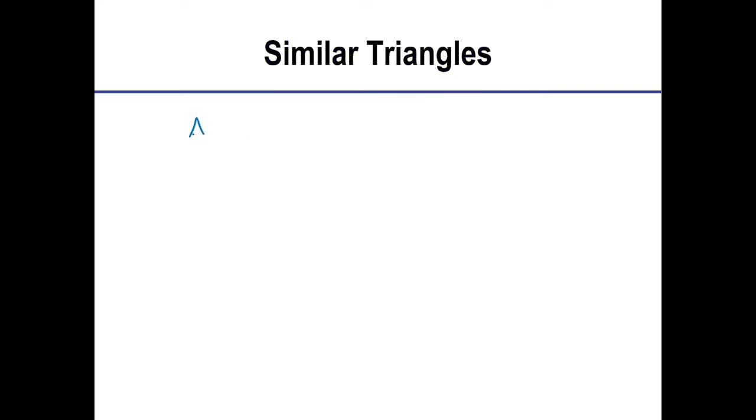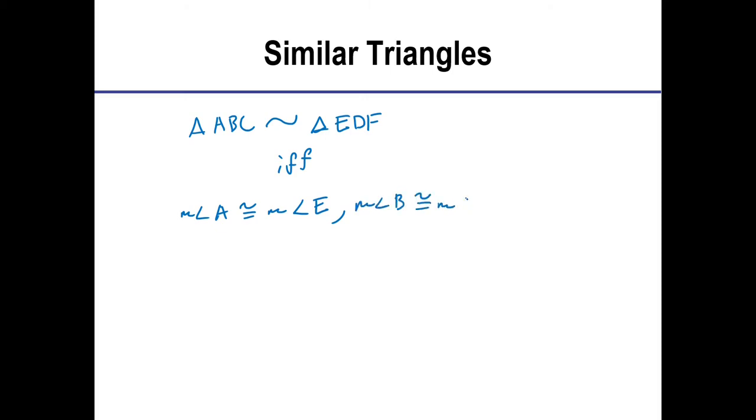Let's suppose that triangle ABC is similar to triangle EDF. Then we have the following properties. This is true if and only if the measure of angle A is congruent to the measure of angle E, the measure of angle B is congruent to the measure of angle D, and the measure of angle C is congruent to the measure of angle F.